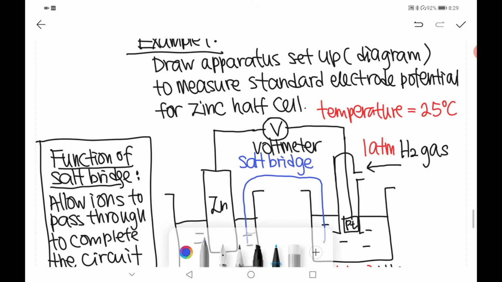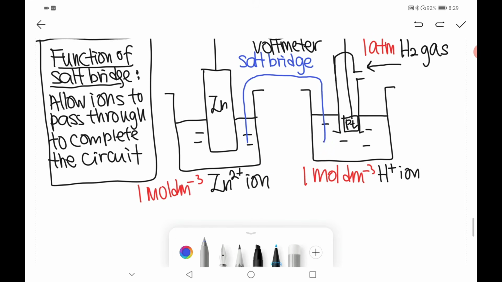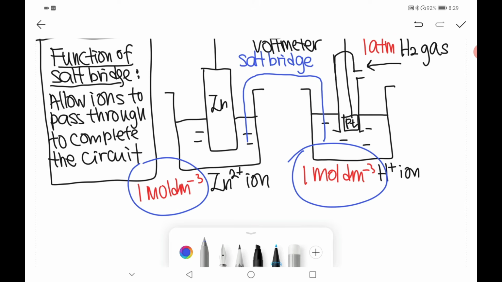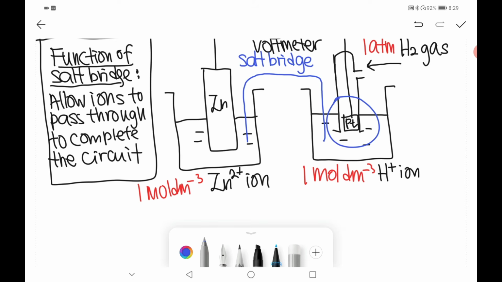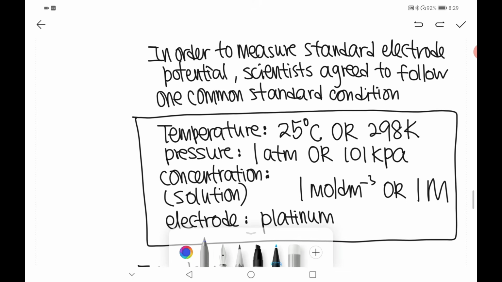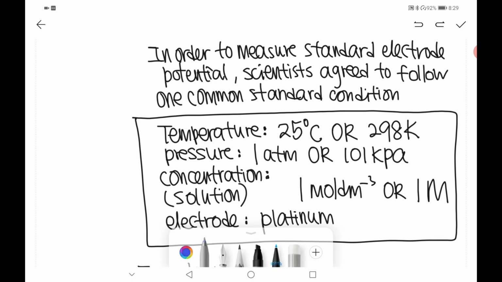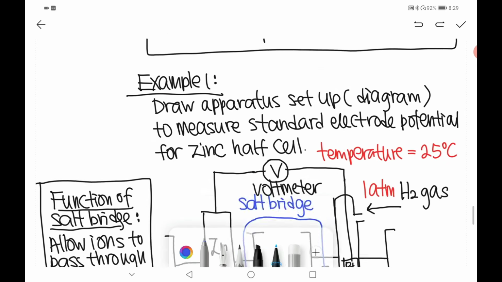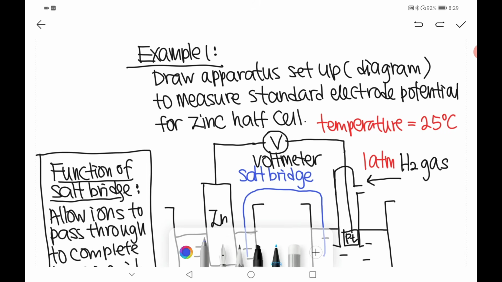You see, standard temperature 25 degrees Celsius, standard pressure 1 atm, standard concentration 1 mole per dm3, standard electrode platinum. You must have these 4 things, then only you can call it a standard condition. So this is what you need to know. Make sure you know how to draw the diagram for the standard electrode potential.